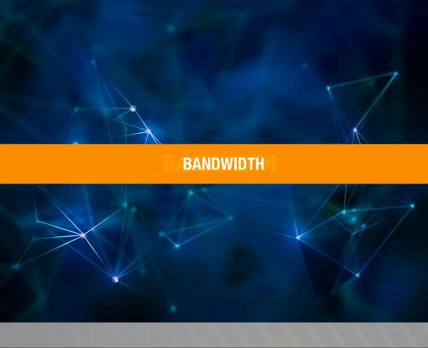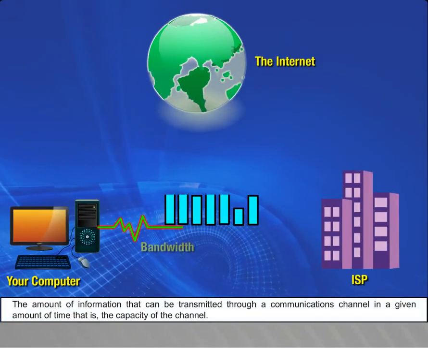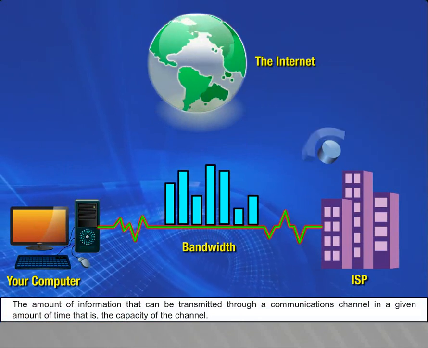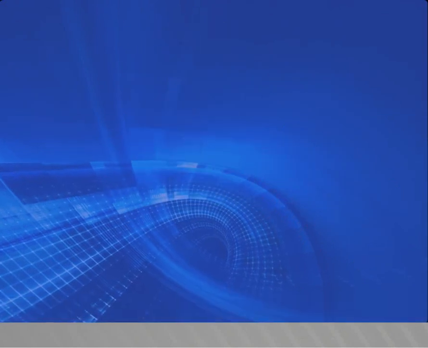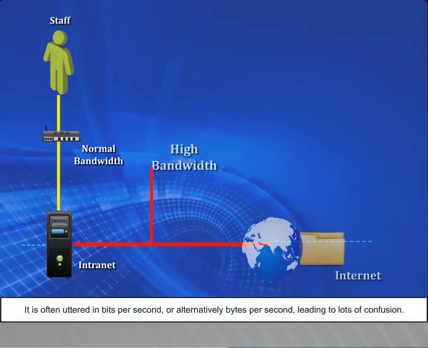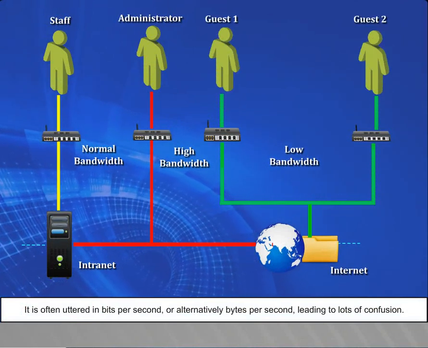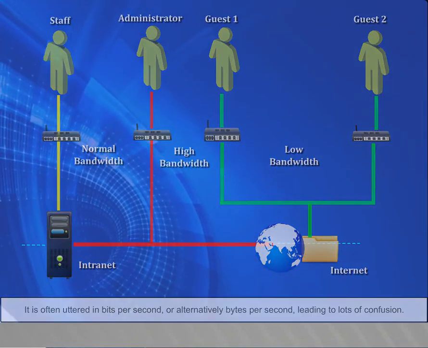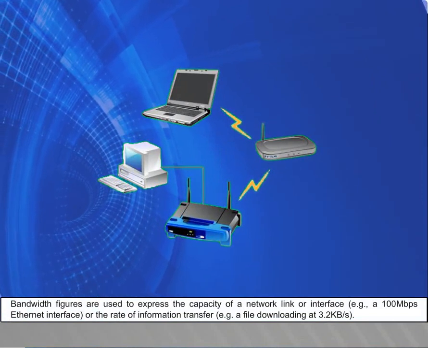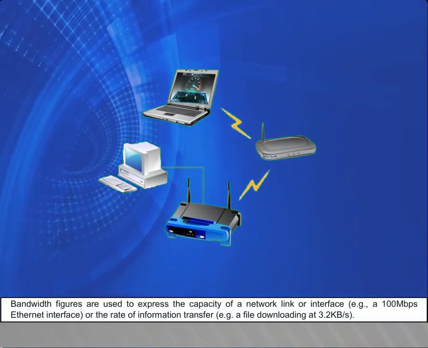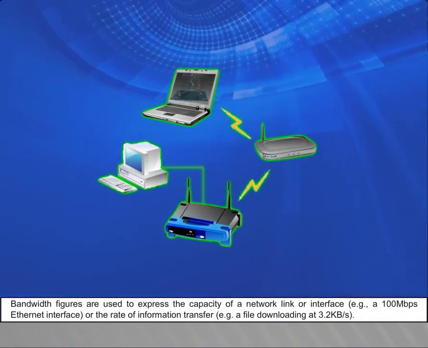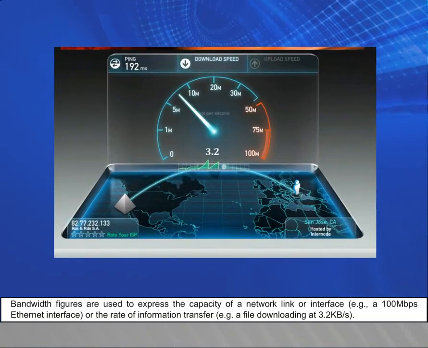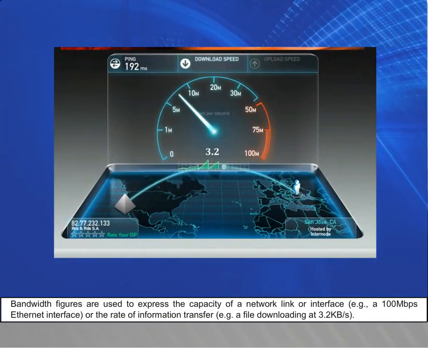Bandwidth. In this video, we are going to see about bandwidth. The amount of information that can be transmitted through a communication channel in a given amount of time, that is the capacity of the channel. It is often uttered in bits per second or alternatively bytes per second, leading to lots of confusion. Bandwidth figures are used to express the capacity of a network link or interface, for example, a 100 Mbps Ethernet interface, or the rate of information transfer, for example, a file downloading at 3.2 KB per second.